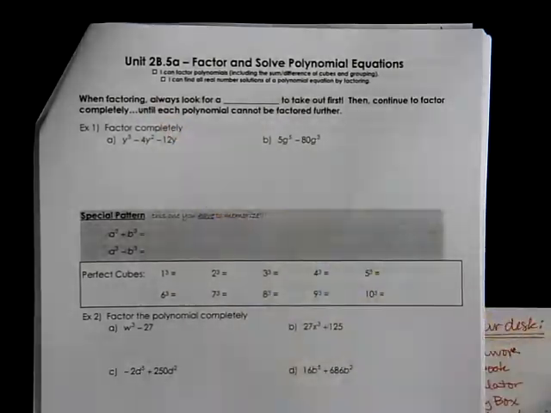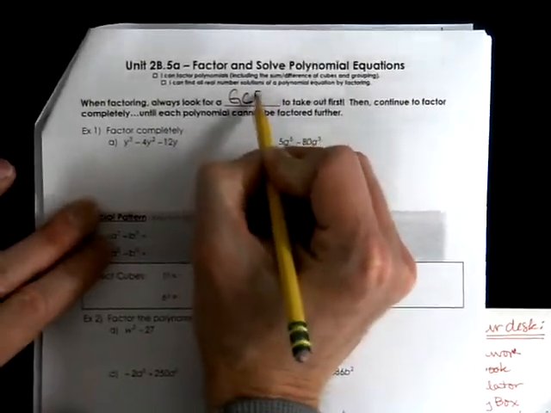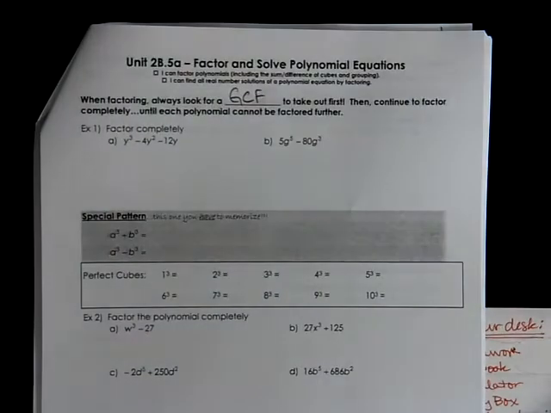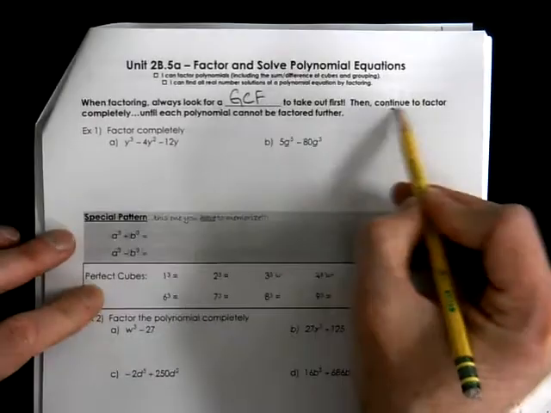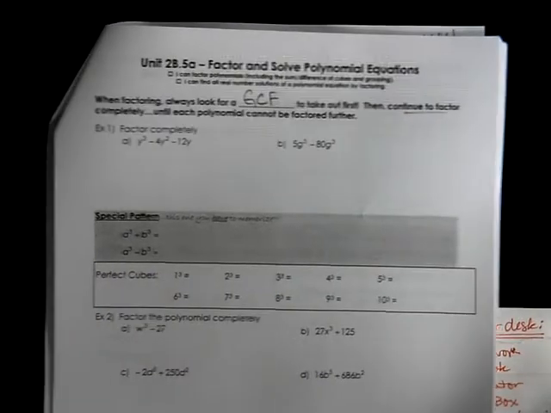When we're factoring, always look for a GCF. We're going to take the GCF, the greatest common factor, out first. Then you would continue to factor if needed. So, for example, we'll look here.